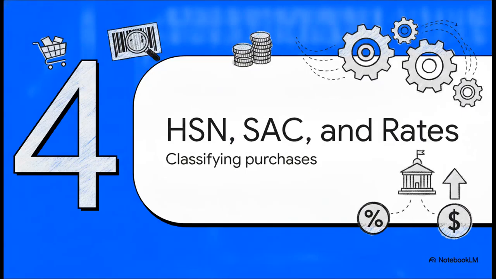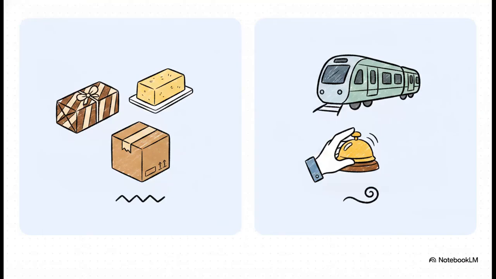Section 4. HSN, SAC, and rates. So how does the government actually classify every single thing we buy to figure out the correct tax percentage? Well, you'll see 2 different acronyms depending on what exactly you're buying. HSN stands for Harmonized System of Nomenclature. That's a numerical code strictly for categorizing physical, tangible goods, like the butter or ice cream we talked about.